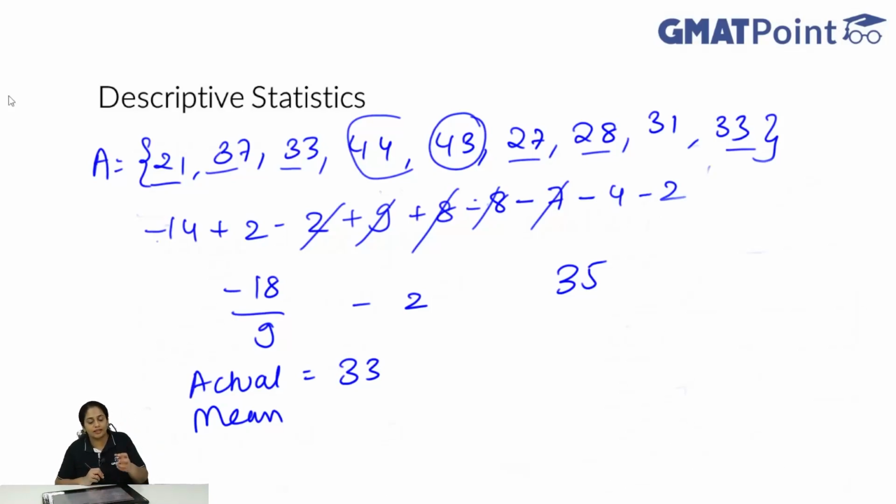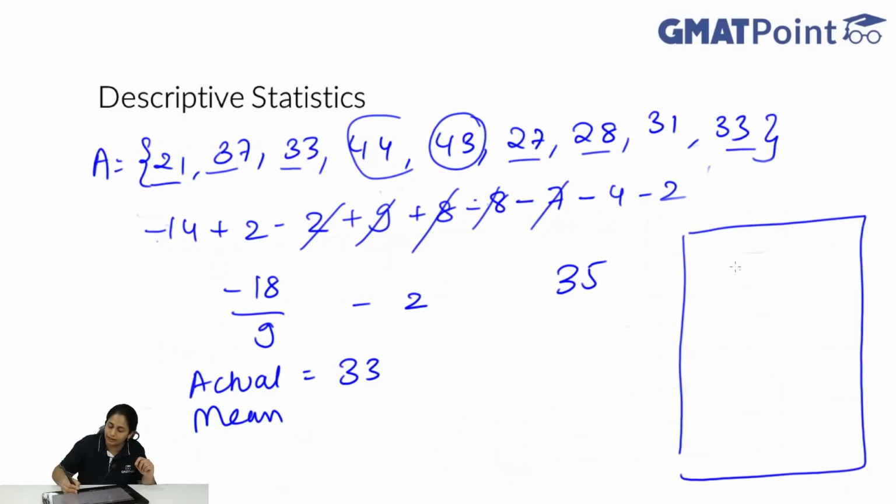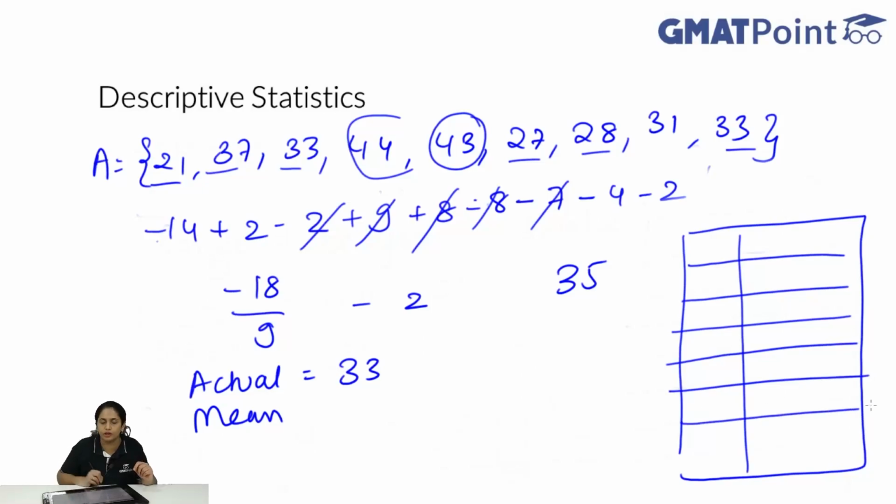Now suppose instead of being given a set like this, you are given a frequency table, and a large frequency table at that. Can you quickly find out the value of the mean? It would be very difficult to do. So mostly they will not give you any reason to calculate the mean with tables as such.